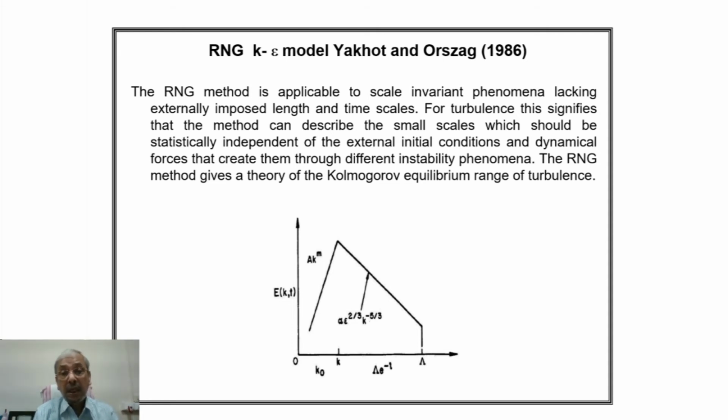And the RNG method gives a theory of the Kolmogorov equilibrium range of turbulence, where the energy becomes basically a function of k to the power minus 5 by 3, a similar such slope. That means this is called the inertial subrange, and usually this range dominates in a fully developed turbulent flow field.